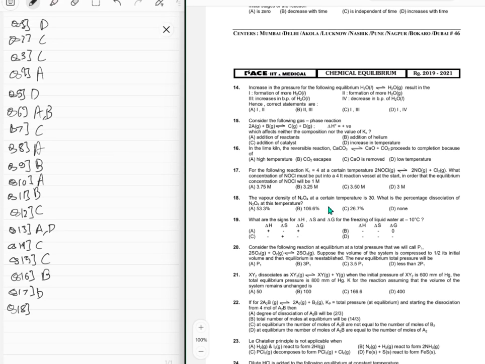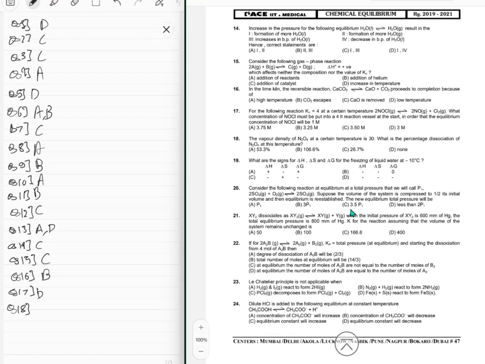The vapor density of N2O4 at a certain temperature is 30. What is the percentage dissociation of N2O4 at this temperature? So it's 30. Okay, that's weird. So we are assuming you just have N2O4 in a vessel initially, and then it dissociates, and then you find the mass and the moles of that by doing some pressure calculations. And then what is the percentage dissociation of N2O4?